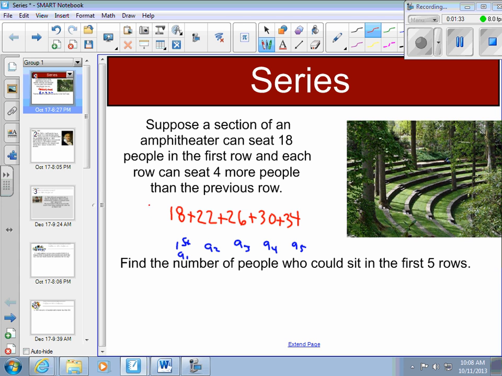So we would be trying to find the sum of the first 5 rows. If we add all those numbers together, then we would have the total. And in this one, that comes out to be 130 people if you add those up. So a series is a sum of the numbers in a sequence.